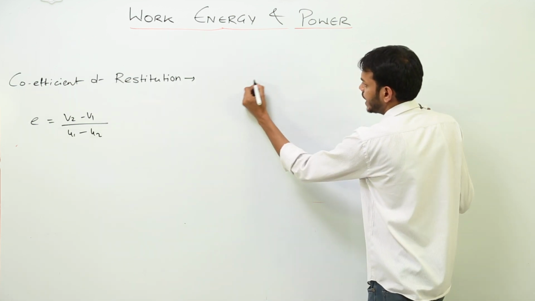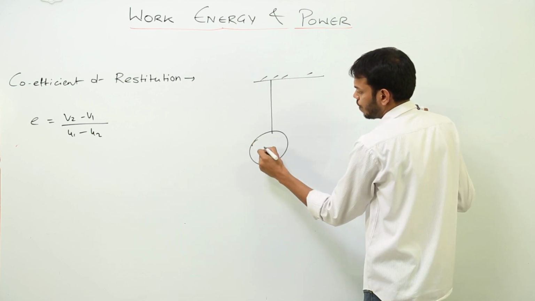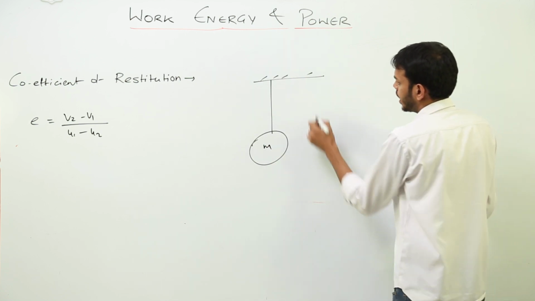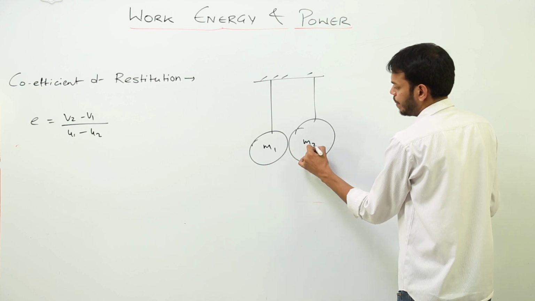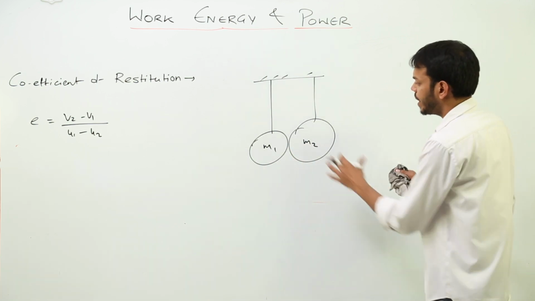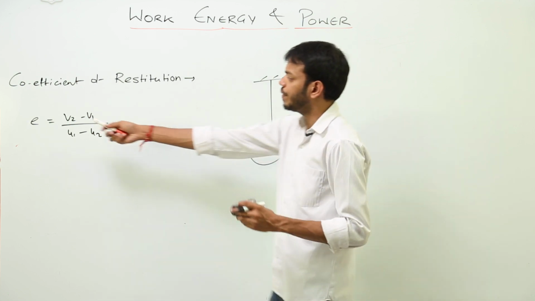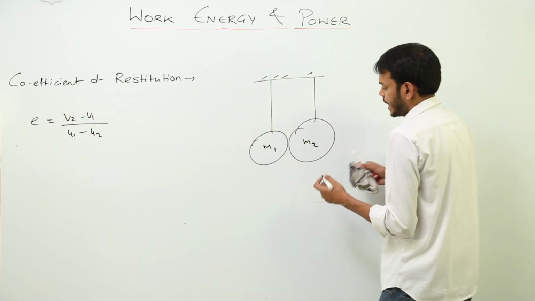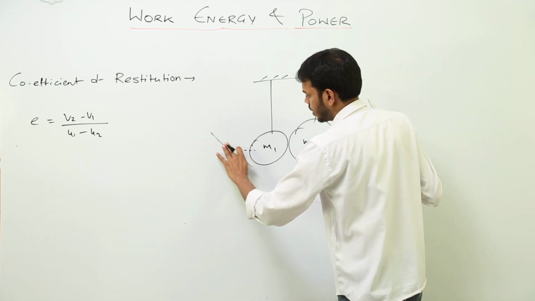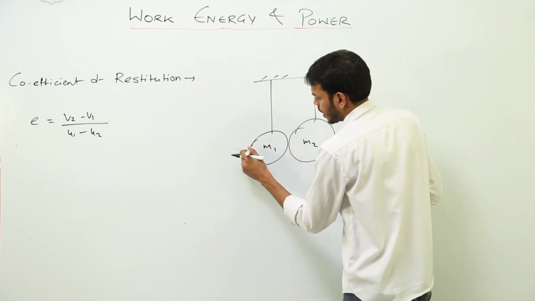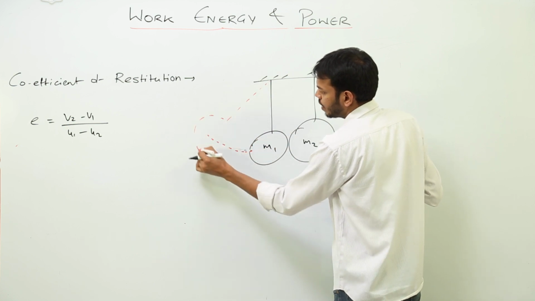Now, the initial case scenario is this. I have this body of mass m1, and another body of mass m2. I was about to take mass small m and capital M, but m1 and m2 will do. This is the initial case scenario. Now we have to find the value of E. What we just did, we pulled it up to this height, like this. So this m1 body is right now somewhere here.